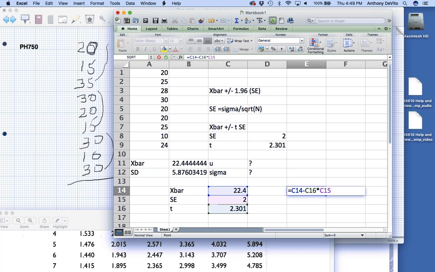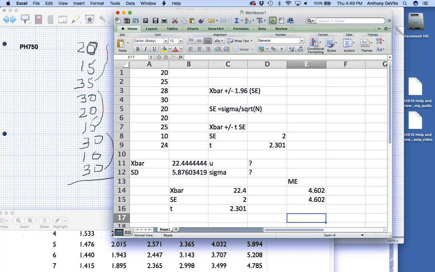Okay. Now, if I wanted to calculate this separately, let me do it separately for a second. My margin of error is equal to 2.03 times my standard error, right? That's my margin of error. So I could just copy that here. 4.602. I could just copy that there.